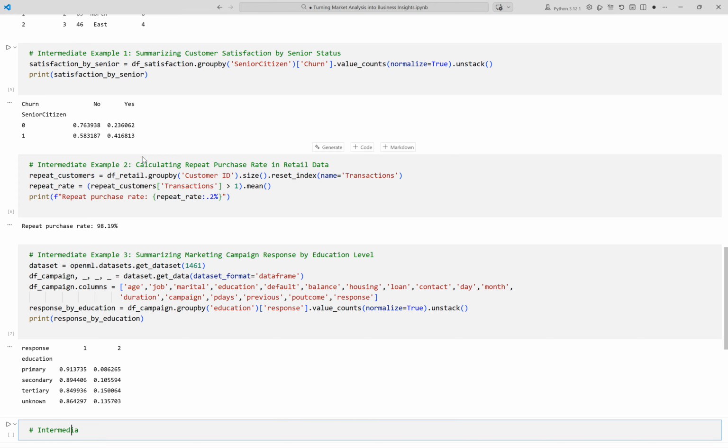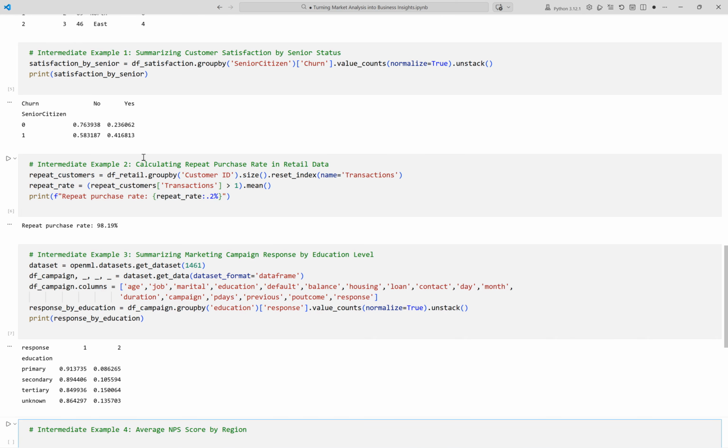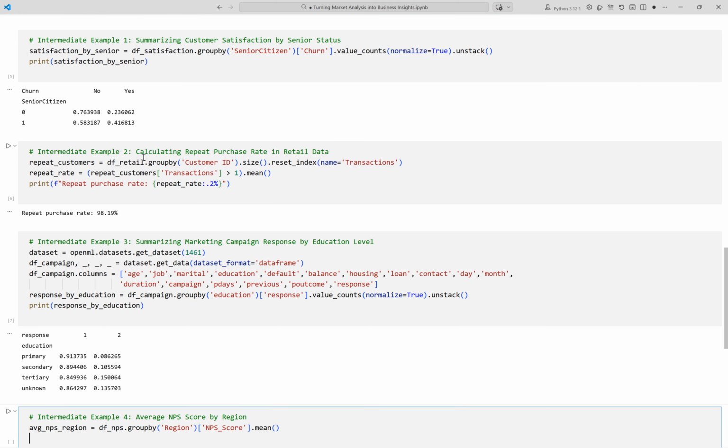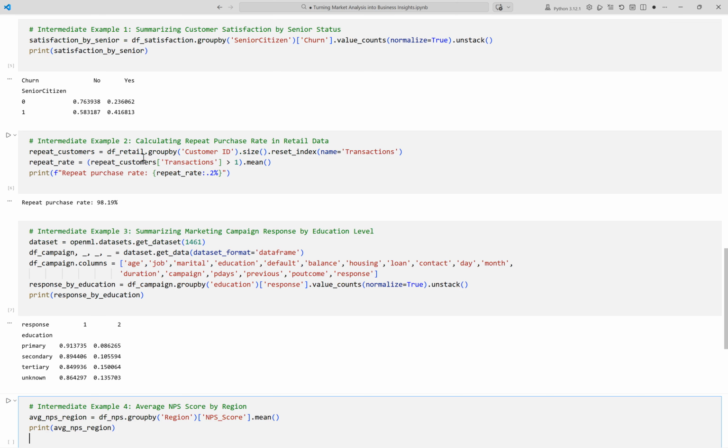Understanding where customers are most likely to recommend us is valuable. We group NPS scores by region and calculate the average for each. We print how customer sentiment varies by location.